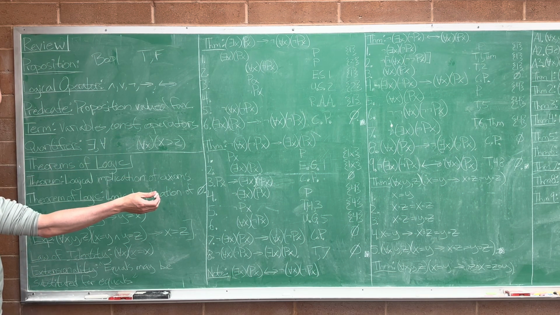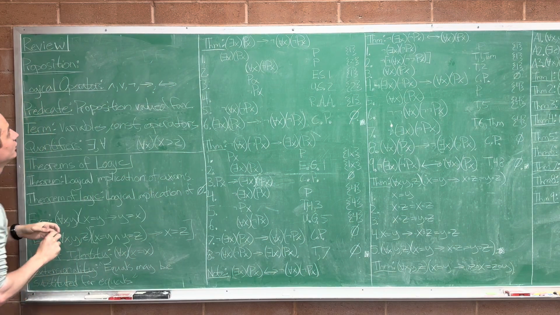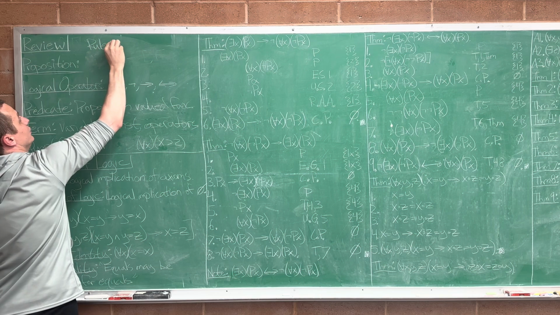So there's a quick recap for the logic that we did. Maybe one more thing to talk about before we continue on. Let's remind ourselves of all our different rules. What were all the rules of derivation that we had?